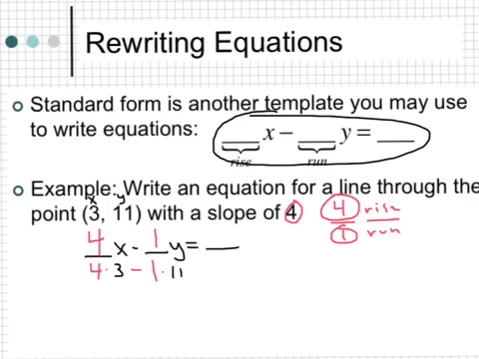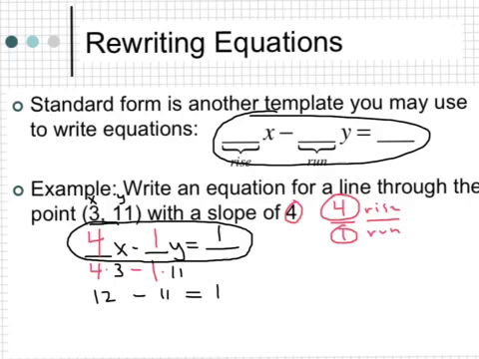4 times 3 is 12. 1 times 11 is 11. 12 minus 11 is 1. That number is what the third blank is. Doesn't necessarily have a whole lot of meaning, but that number, 1, is what goes in this third blank, and we're actually done. This equation, 4x minus 1y equals 1, is an equation of a line that goes through the point 3, 11 and has the slope of 4.